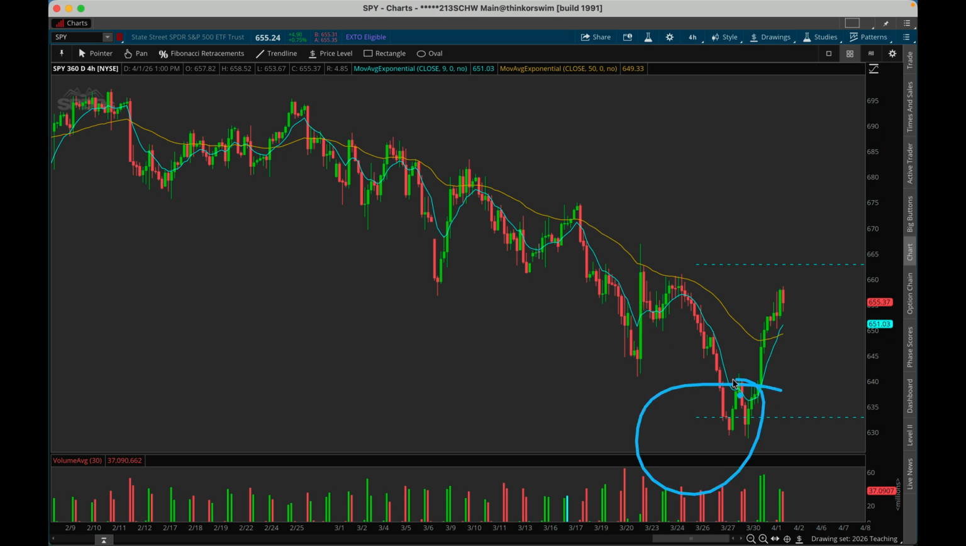But notice how we was closing below the lows every single time. But this low here was created, and guess what? Let's zoom on in.